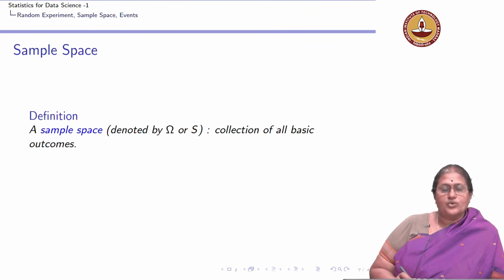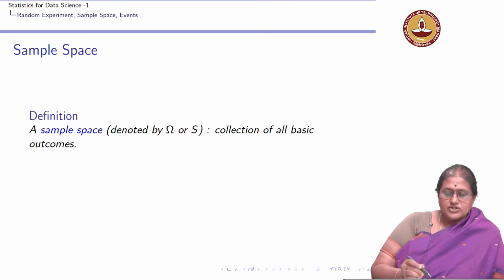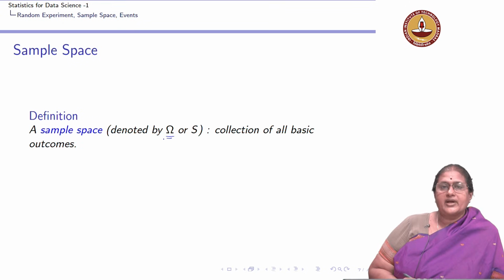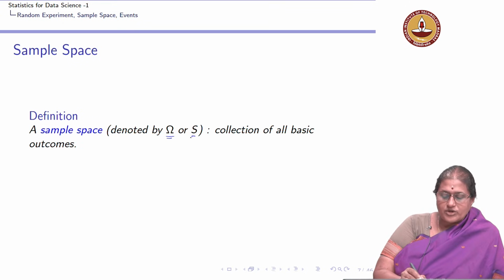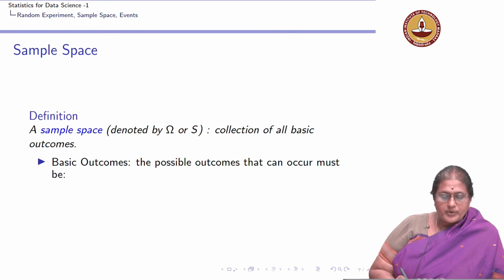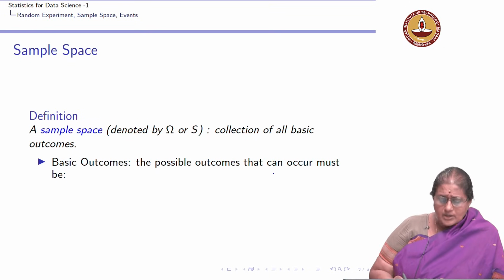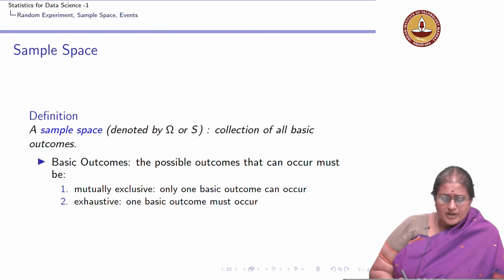And the formal way to do it is through what we define as a sample space. Some books use the notation omega to represent a sample space. I am just going to use the notation S because it is a collection or set of all basic outcomes of a random experiment. Now, what do we mean by basic outcomes? The basic outcomes are all possible outcomes of a random experiment, which should be mutually exclusive. By mutually exclusive, I mean that only one of the outcomes can occur.